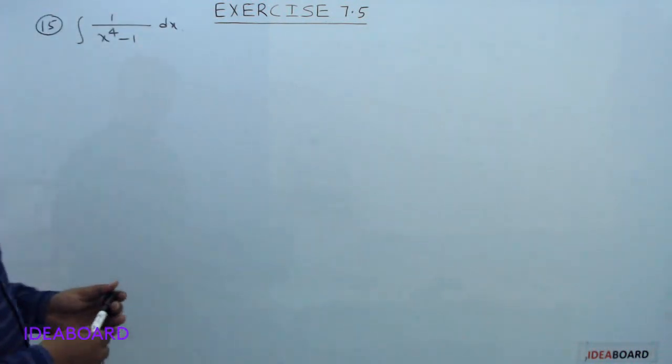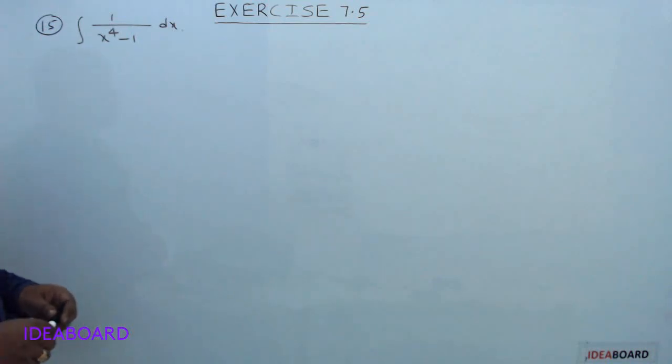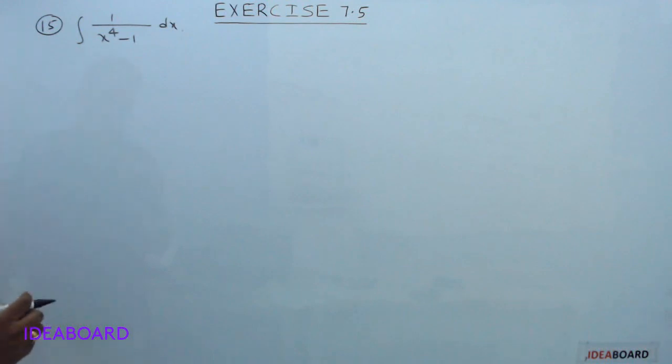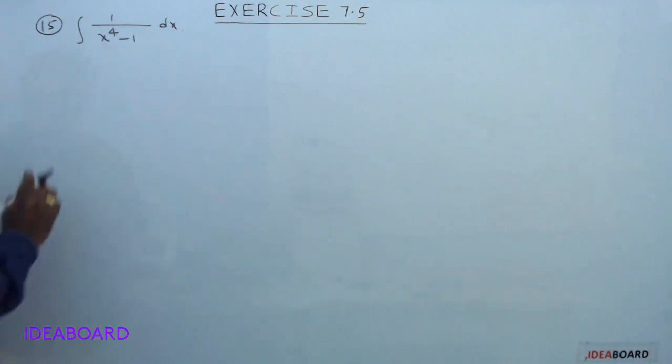Now come to the next problem. Integral 1 divided by x power 4 minus 1 dx. First you have to simplify the denominator.